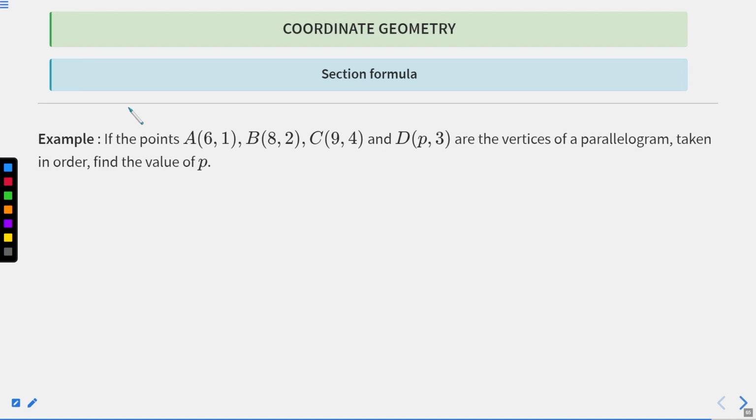So I am giving this example as your homework problem.